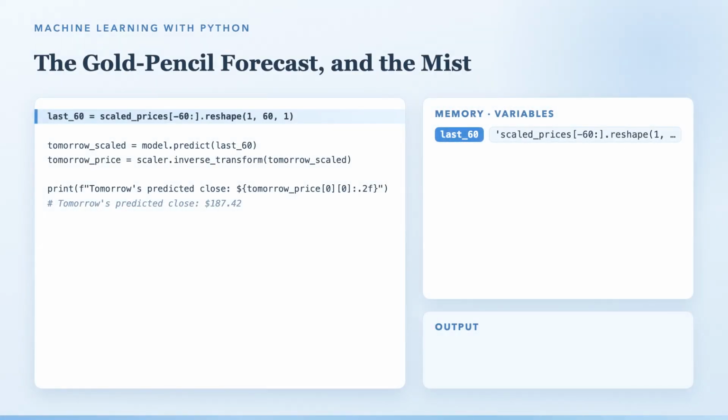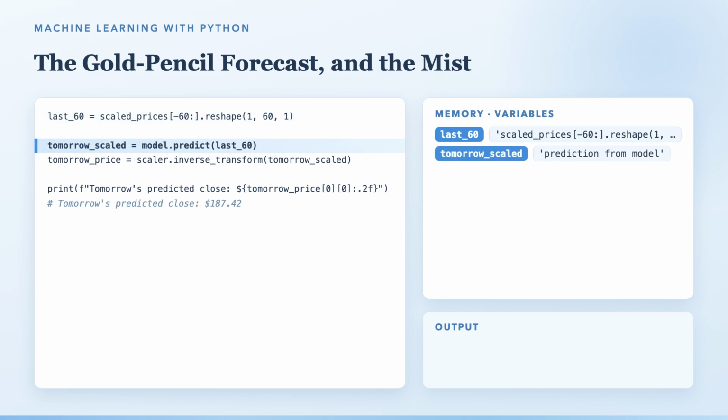Now for the moment we came for. We gather the 60 most recent days, the freshest water, and pass them through the model one last time. The boxes read the story, the doors keep what matters, and the gold pencil sketches 1 point, just past today's edge, 0.62. Our faithful scaler translates it back, $187.42.